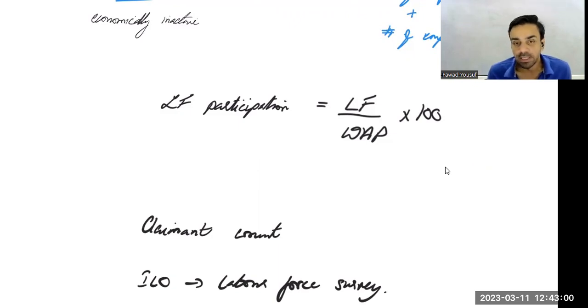The first one is simply claimant count. All those people who are asking the government for unemployment benefits, they're claiming unemployment benefits, are considered unemployed. Simple as that. Government will have the data. कितने लोग registered हैं, कितने काम कर रहे हैं उसमें से और कितने लोग unemployment benefit claim कर रहे हैं. So simple formula लगाओ and you know how much unemployment there is.